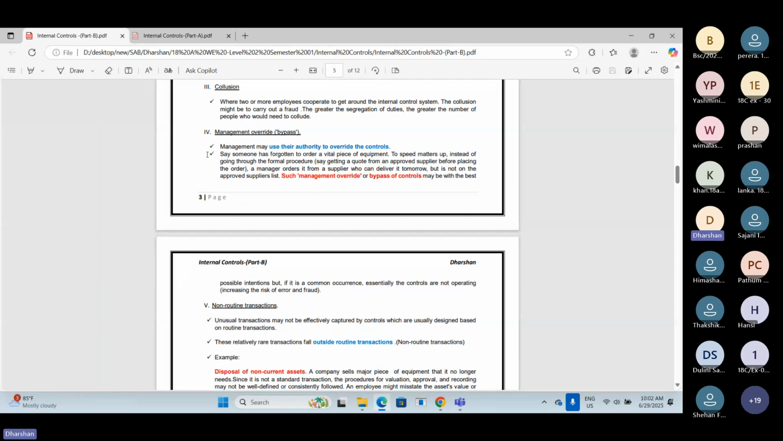So that's the situation. You are in that type of situation. Those 5 approved suppliers are not in a position to deliver the raw materials today.